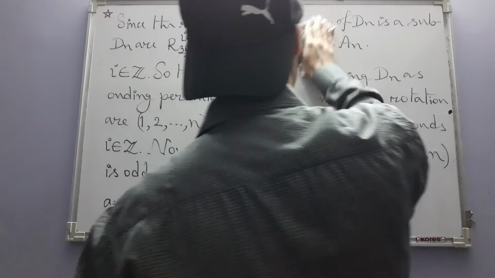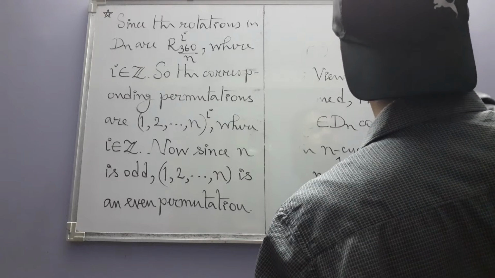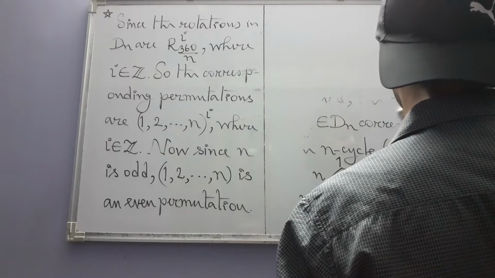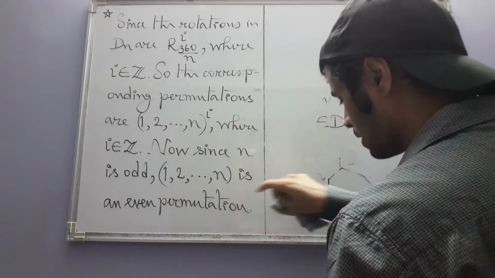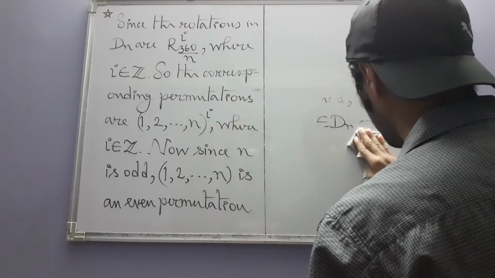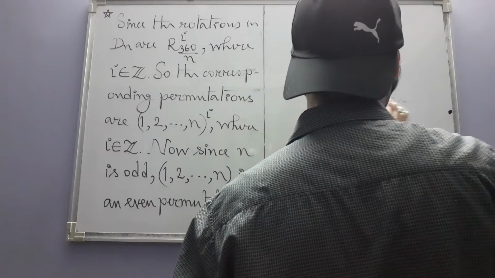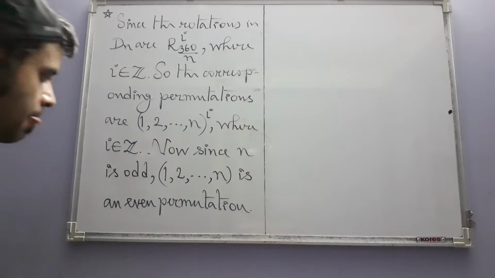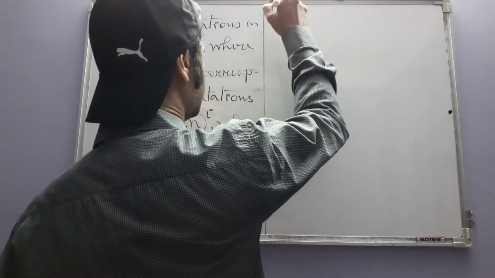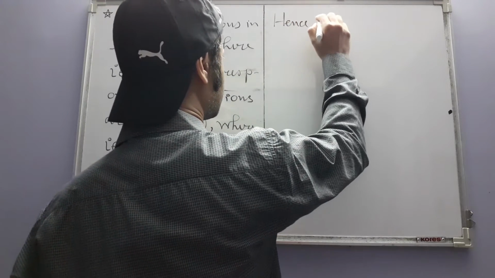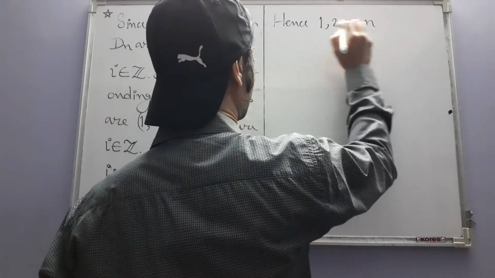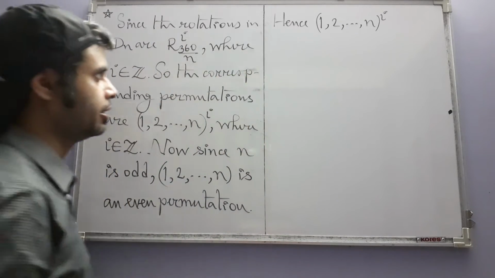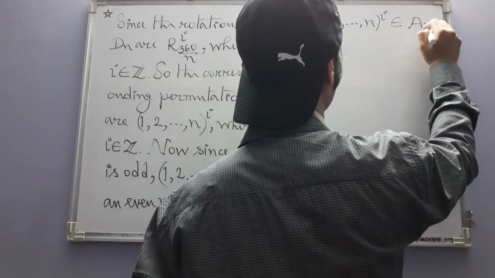Now, because the n cycle is even, any integral power of it is also even. That's because An is a subgroup of Sn. So you get one element, that is this element in An, any integral power of that element will also be in An by closure property and existence of inverses. Even permutation. Hence, all these elements, each one of which corresponds to some rotation from Dn, all of them belong to An.